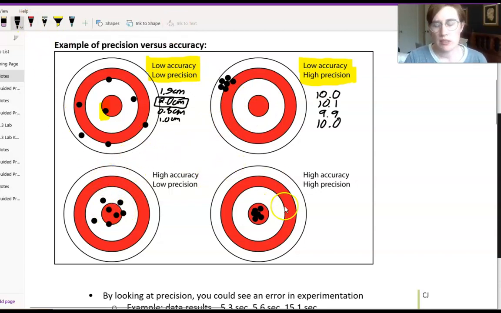Now let's skip this third one. Now let's look at the fourth one. Here we can see that the data is very precise.